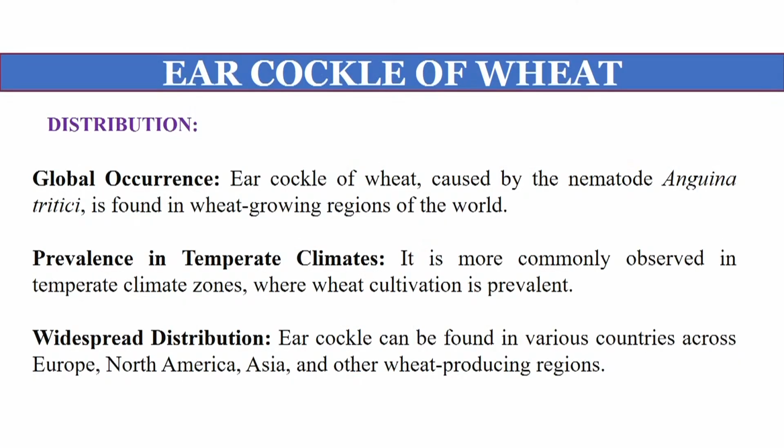It is more commonly observed in temperate climate zones where wheat is cultivated, and it is widely distributed. Ear cockle can be found in various countries across Europe, North America, Asia, and other wheat producing areas of the world.